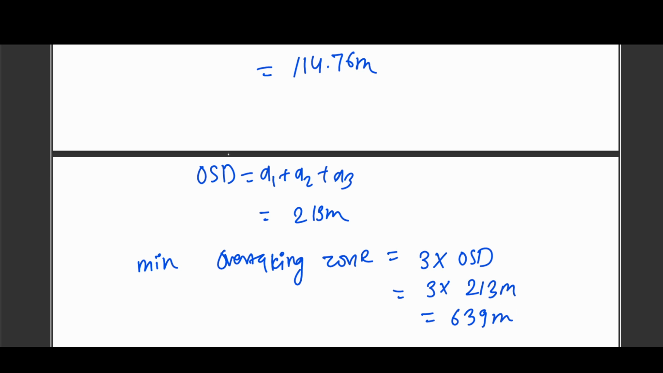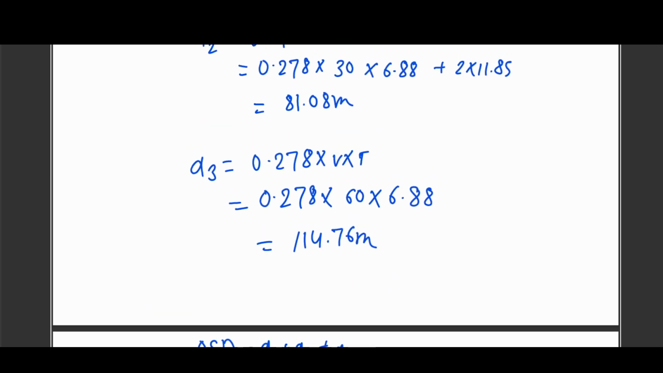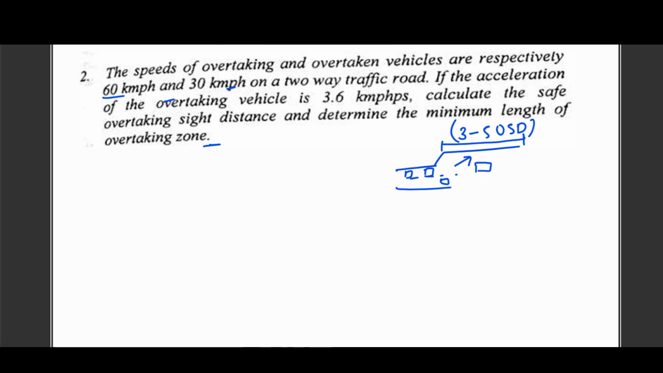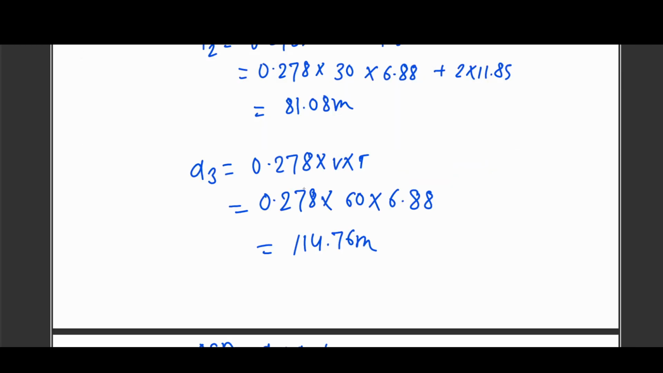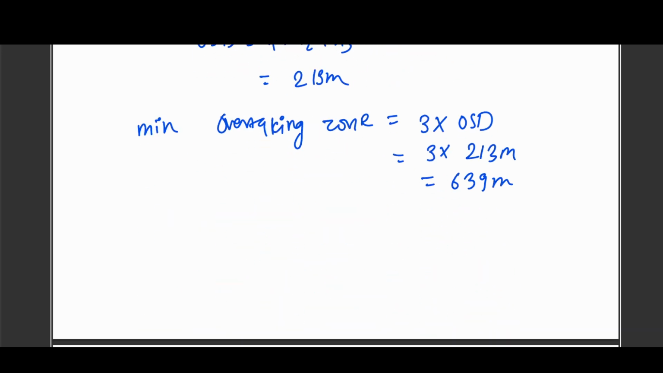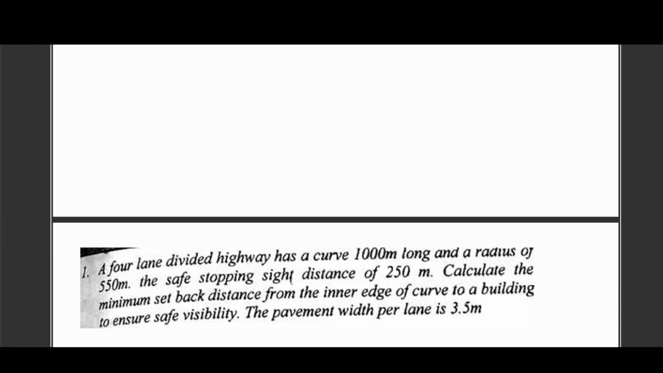So look here, I think our question has asked about calculating the safe overtaking sight distance, 1 or 2. So okay, it's okay. So like this we can calculate the value of the overtaking zone.